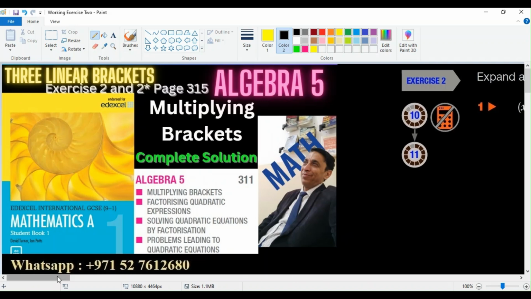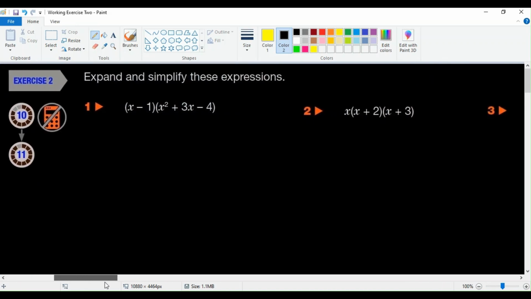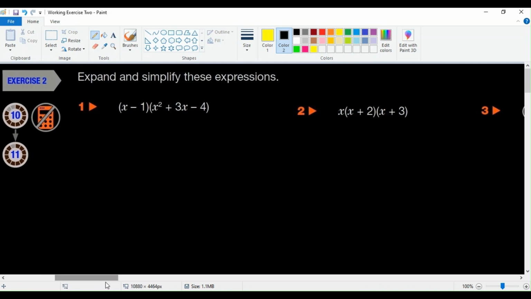Taking you straight to question number one. Let's see if you have two brackets like this. How do we do this? Same old method that I have explained in the earlier video: x square plus 3x minus 4 is going to be written two different times like this, and later is going to be multiplied by x and minus 1 like this.